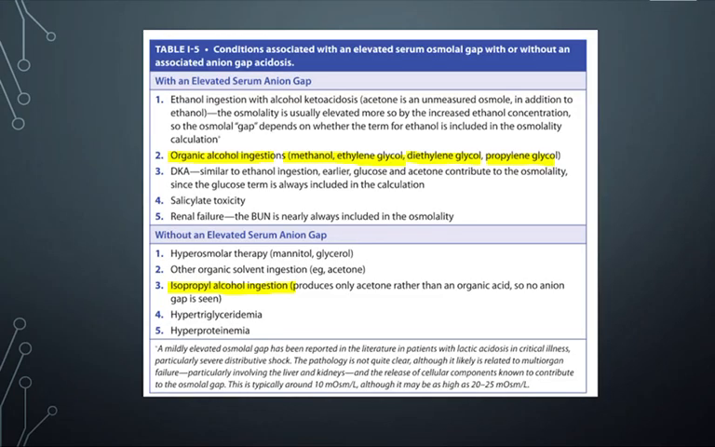Now, these are the conditions associated with an elevated serum osmolar gap along with an elevated serum anion gap. With an increased anion gap, you have to think about organic alcohol ingestions like methanol, ethylene glycol, diethylene glycol, and propylene glycol, then diabetic ketoacidosis and salicylate toxicity. Without an elevated anion gap, one alcohol to think about is isopropyl alcohol, because it produces acetone, and no anion gap is seen. Then hypertriglyceridemia, hyperproteinemia, hyperosmolar therapy, and other organic solvent ingestions.